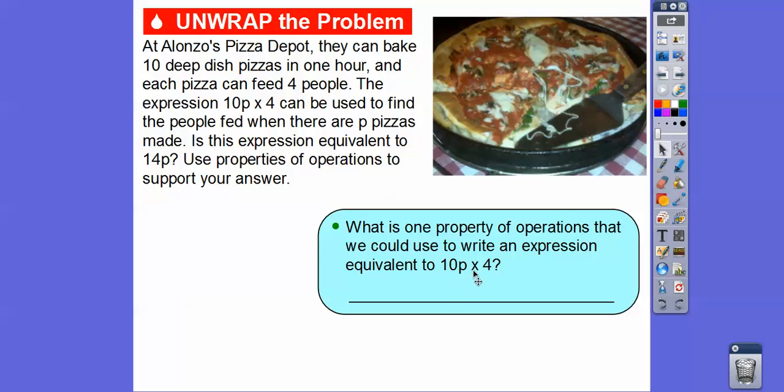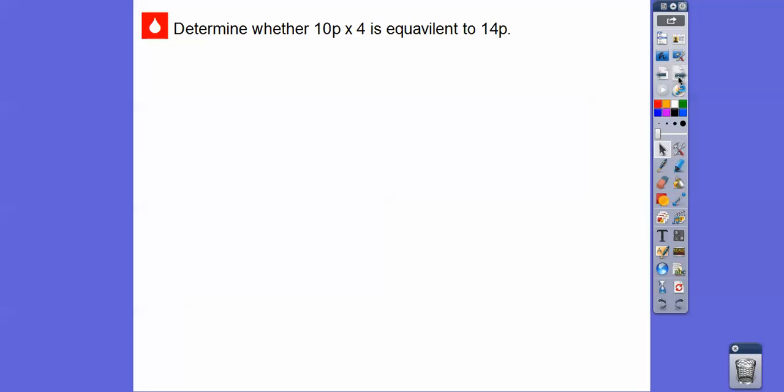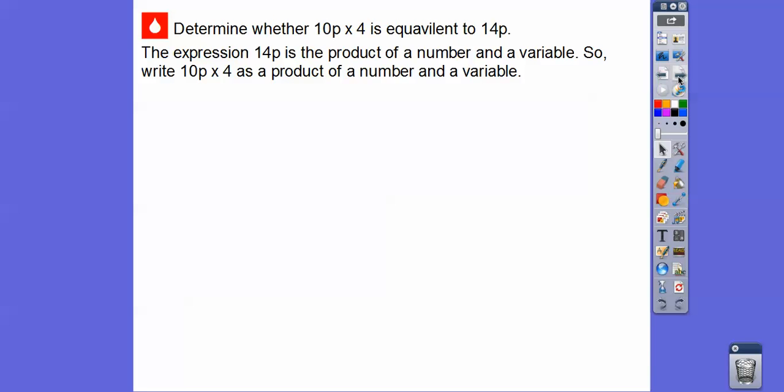So 10p times 4. Well, remember when I commute to work, so we can commute these around the multiplication sign. So the commutative property of multiplication, that's one thing we can do. So let's determine whether 10p times 4 is equivalent to 14p. The expression 14p is the product of a number and a variable. See, 14p is 14 times p. So we're going to write 10p times 4 as a product of a number and a variable.